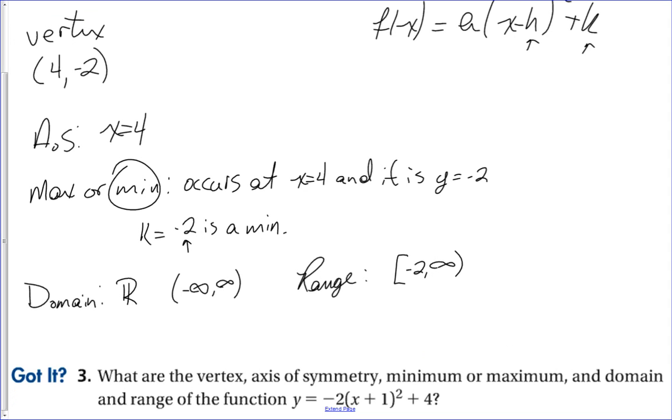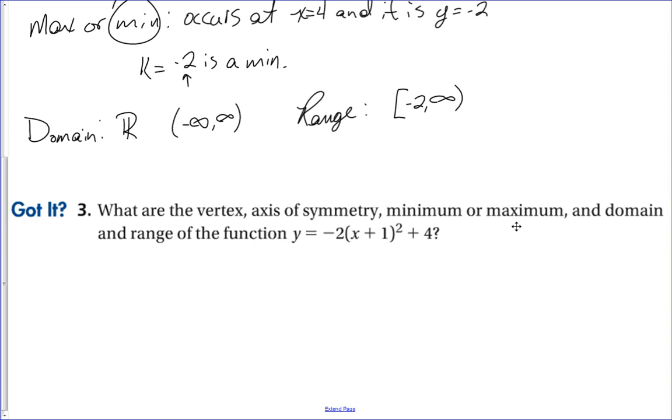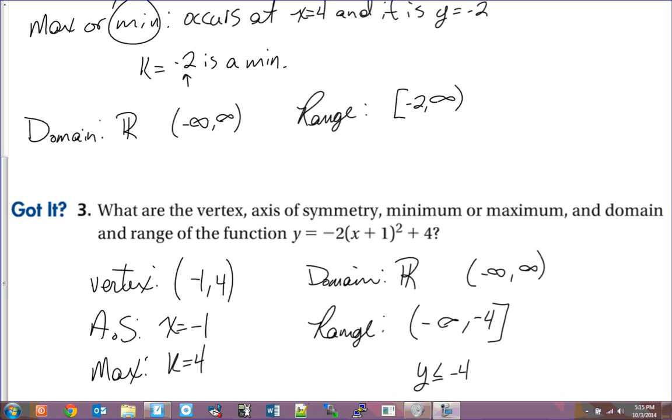So here's your "got it." Basically do the same thing with this problem that we just did for the last one. Find your vertex, axis of symmetry, max or min, and domain and range of the function. So go ahead and pause the video and figure this out. All right, and here we go.